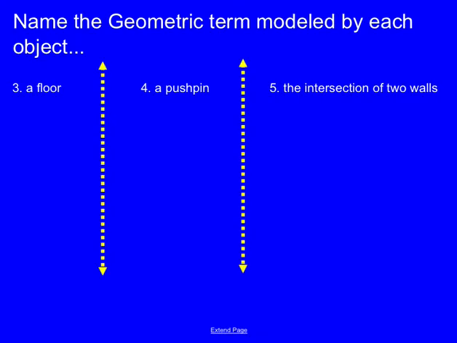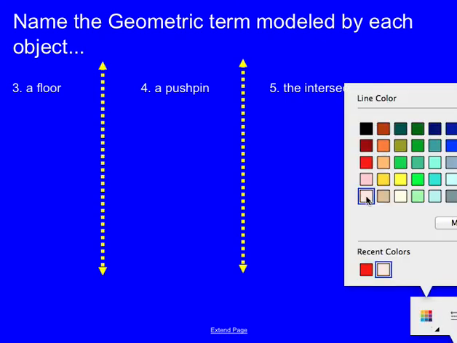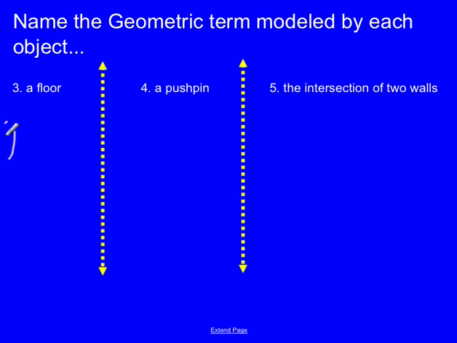Okay, so let's take a look. Name the geometric term modeled by each object. So we're talking about a floor. Look down at the ground around you. What do you think that floor is? Is it a point, a line, or a plane? Well, the floor is going to be a plane, okay, because it's a shape.